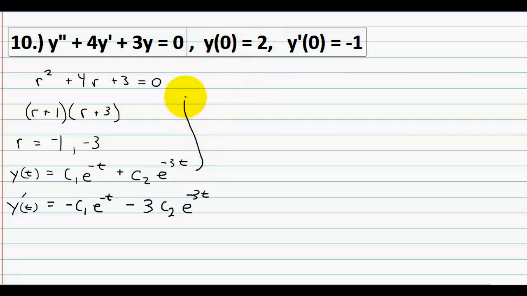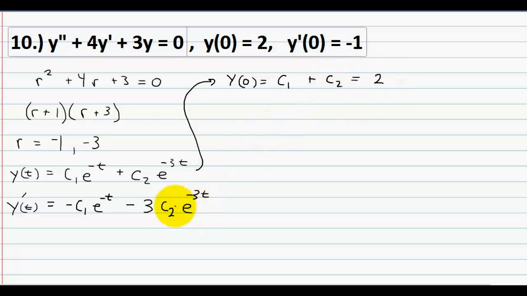So I'm going to go ahead and plug that in over here. So this is going to be y of 0 is equal to c1. Now all my t's are just going to be 0, so both of the e's are just going to go away. So I'm just going to get c1 plus c2. That's going to be equal to 2.